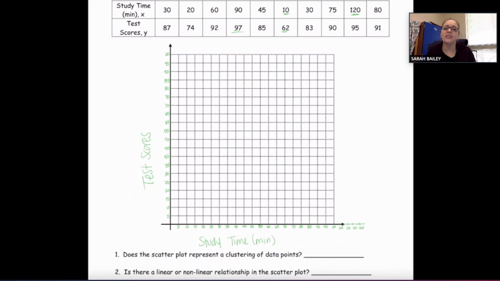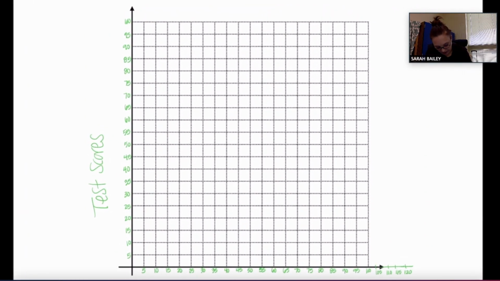So first I see a study time of 30 minutes resulted in a score of 87. So I'm going to find 30 on the x-axis, and I'm going to go up until I see, I'm going to show you how I'm doing this. So there's the 30, and I'm going to follow this line until I get to the 87. So that should be somewhere between the 85 and the 90. Okay, so that'll be right about there.